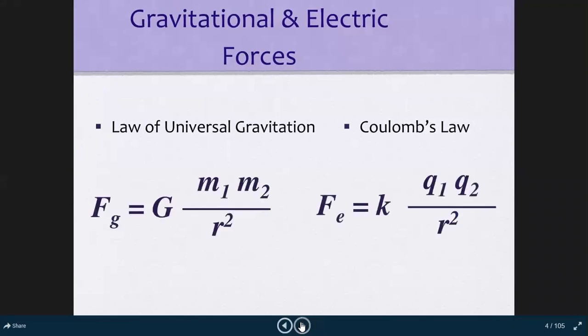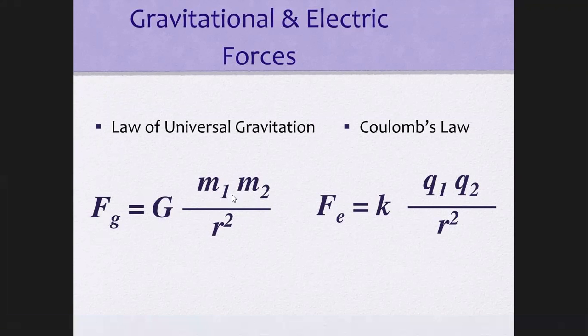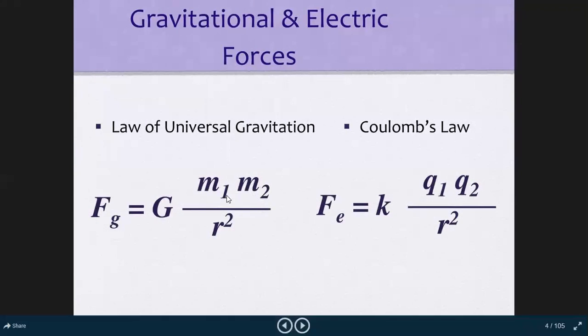The formula of the universal law of gravitation is Fg equal to G m1 m2 upon r square, where G is the proportionality constant, called the universal gravitational constant. m1 and m2 are the masses of two bodies or two particles, and r is the distance between the particles.